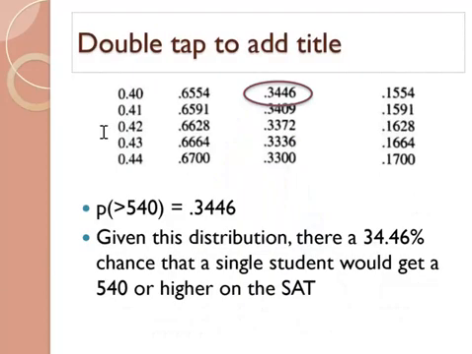If we find the z-score of 0.40 and look at the corresponding value in the tail, we get a proportion of 0.3446. So given this distribution, there's a 34.46% chance that a single student would get a 540 or higher on the SAT. And that makes sense. It's close to the mean, just shy of a half standard deviation above the mean. So it's a fairly common score. It's not a score that would surprise us.